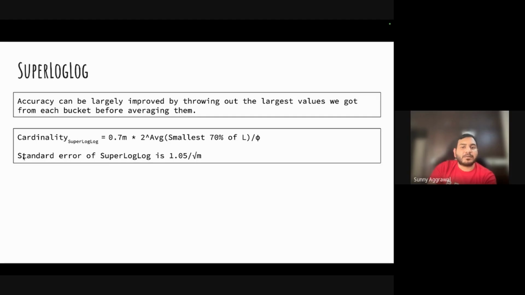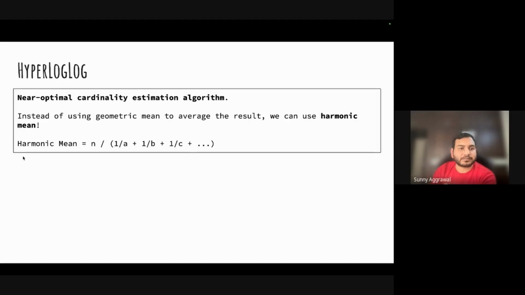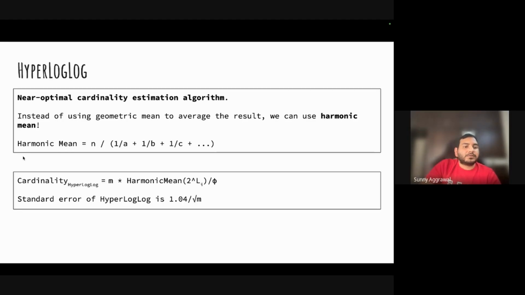So that's where the final version of this algorithm comes into the picture, which is HyperLogLog. And this is a near optimal cardinality estimation algorithm, which is that instead of using the geometric mean to average the result, use the harmonic mean, because larger values are what create the bias, right? So finally, the author figured out if they use the harmonic mean, which is doing the reciprocals and then taking the mean, then it gives a better result. And using that, the cardinality formula becomes like this.